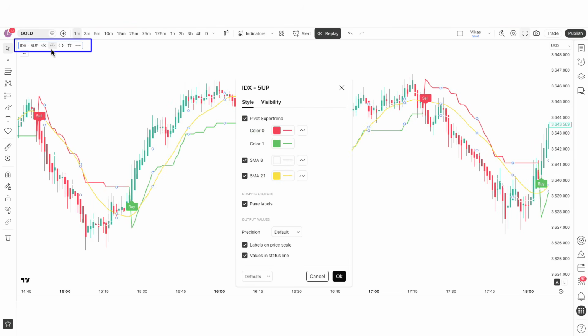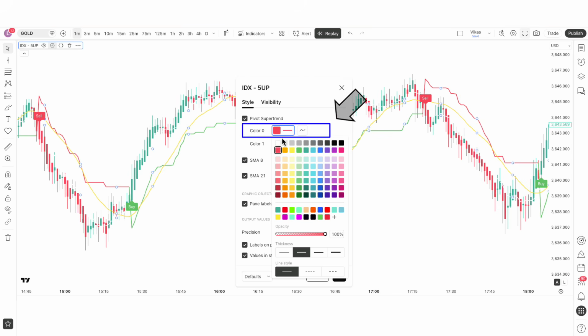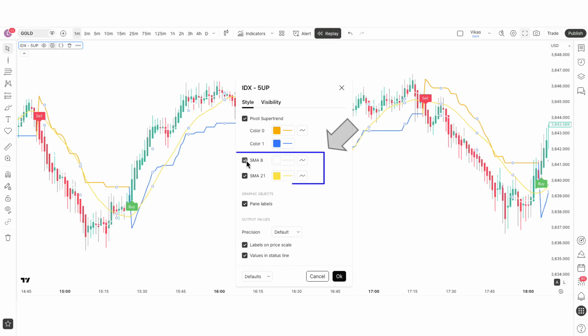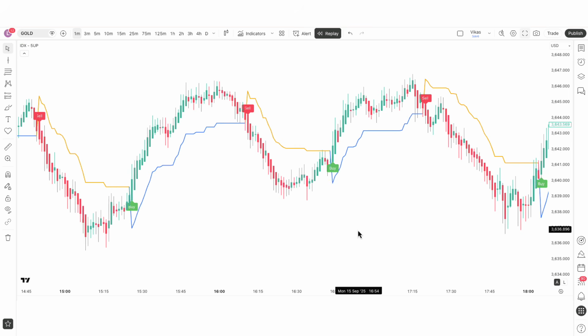Now the indicator settings change for perfect signals. First, we have Change Pivot Super Trend Color 0, red to orange. And after Change Color 1, green to blue, we have to keep these options hidden. Here, everything is fine after that. Click OK. Now we'll add one more indicator to make this strategy more powerful.